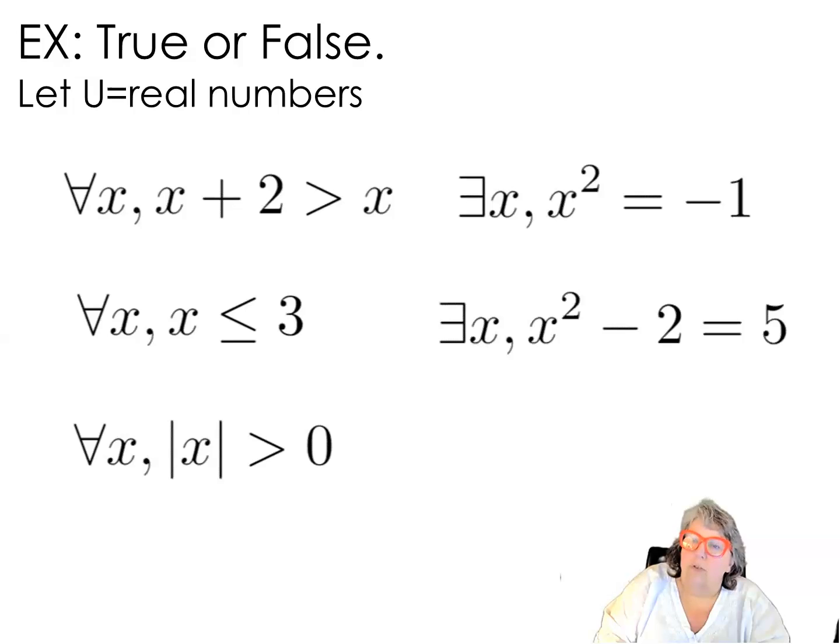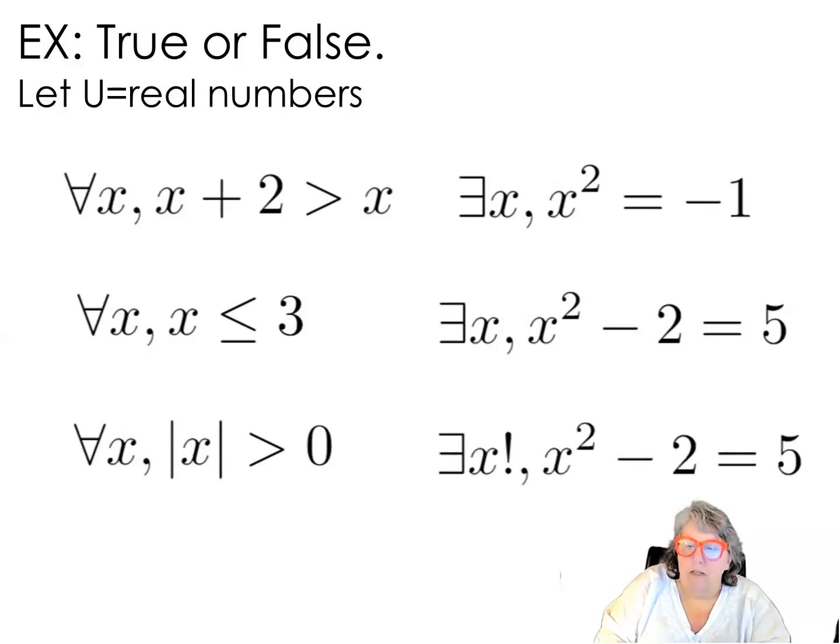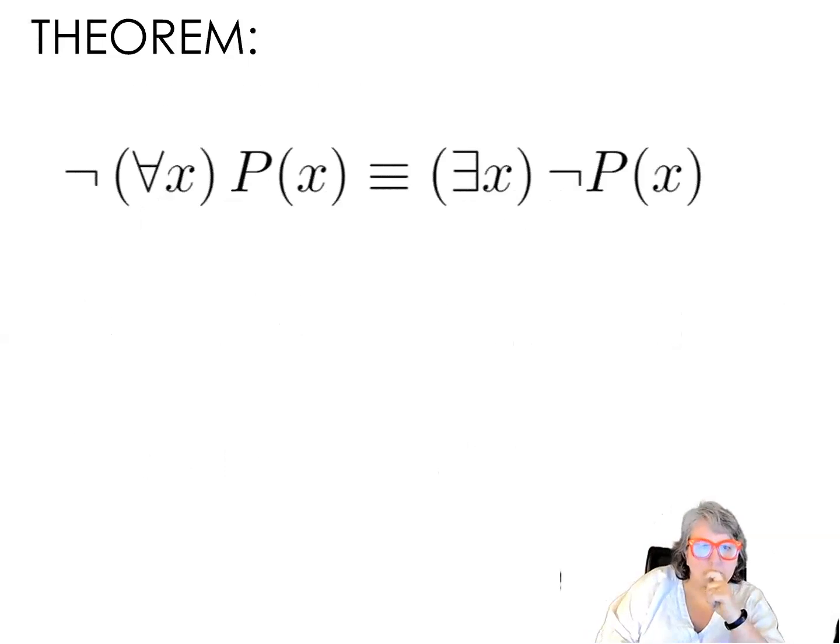There exists an X such that X squared minus 2 is equal to 5. Is that true? Well, sure. We've got X squared is equal to 7, so X is equal to square root of 7. Sure, that works. There's a unique X such that X squared minus 2 is equal to 5. Now, this one's false because we actually have two of them. We've got the square root of 7 and negative the square root of 7. So this statement is false.